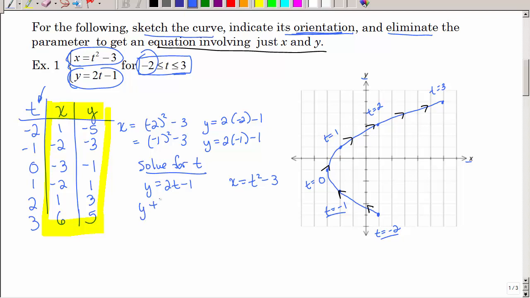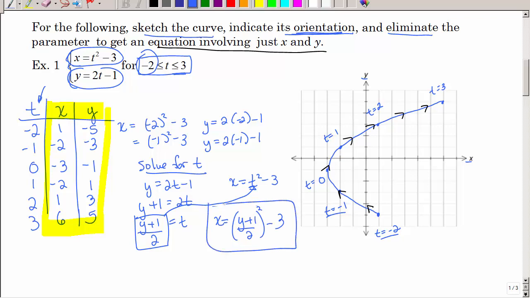So let's come over here and solve for t. So I'm going to add 1 and then divide by 2, and that's t. And then I'm going to substitute it into the other equation. And you don't have to go any further, but look at that equation. We just studied conic sections. Is that not a parabola? The y value is squared. It should be a parabola going to the side.